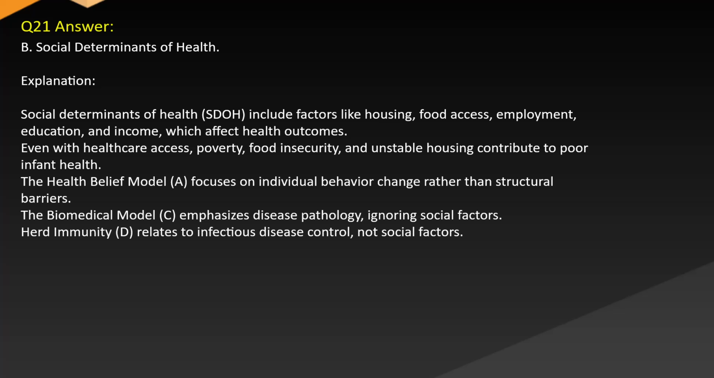The health belief model A focuses on individual behavior change rather than structural barriers. The biomedical model C emphasizes disease pathology, ignoring social factors. Herd immunity D relates to infectious disease control, not social factors.